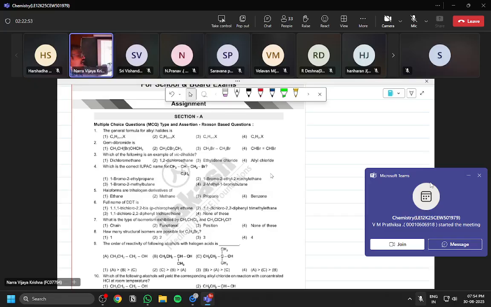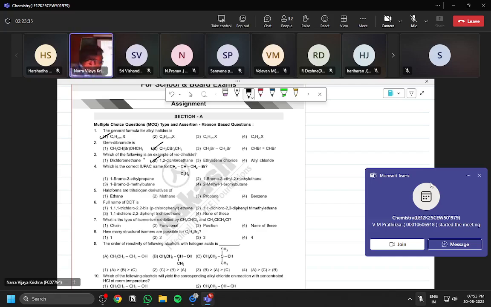And now see this one. General formula of alkyl halides. Alkyl halides are CH3X. So formula is CnH2n+1X. Next one. Geminal dibromide. So geminal dibromide, bromines must be on the same carbon. So answer is second option. Which of the following is an example of vicinal? Means adjacent. So 1,2-dichloroethane.